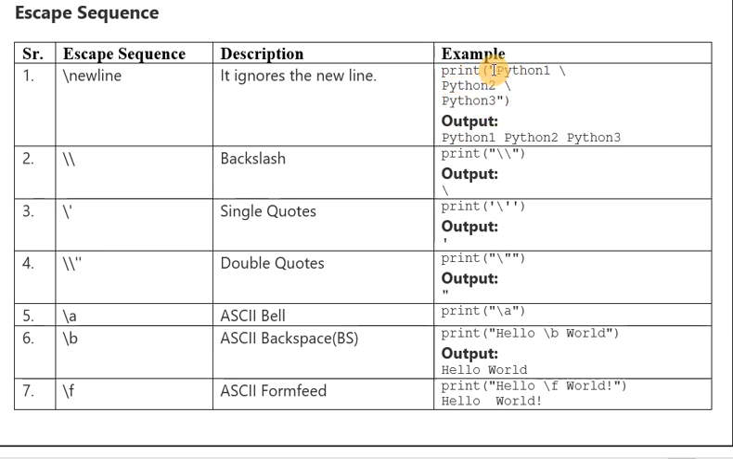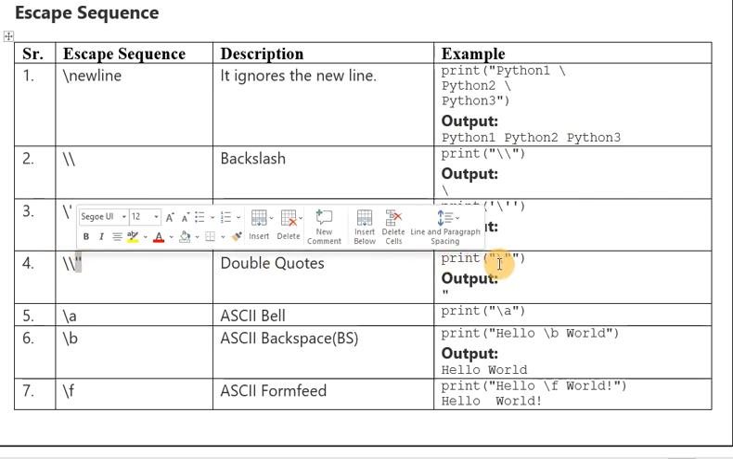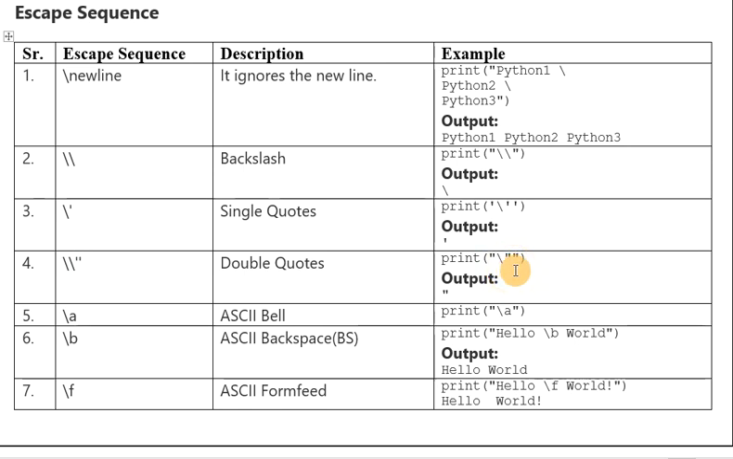We have python 1 and slash python 2 and python 3. So these three lines are there, but we want the output in the same line. With the help of this escape sequence, it is going to put them in the same line. This is also for the purpose of double quotes. If you want to print a double quote, how can you do that? Simply pass one backslash and then the double quote, and it will give you the double quote in the output.